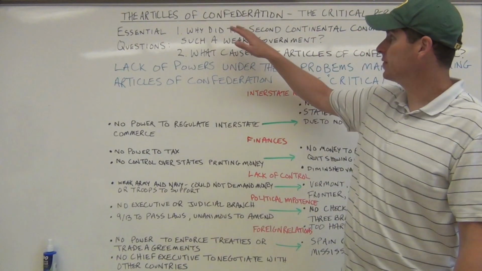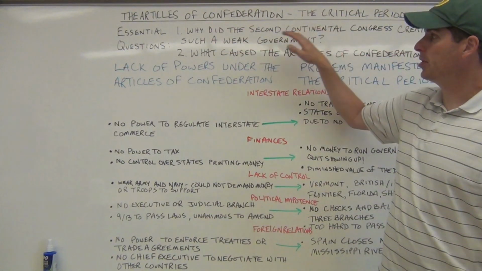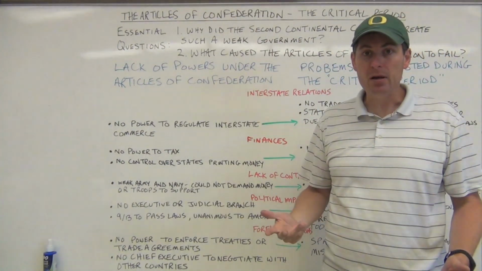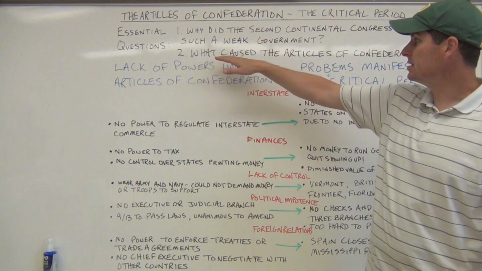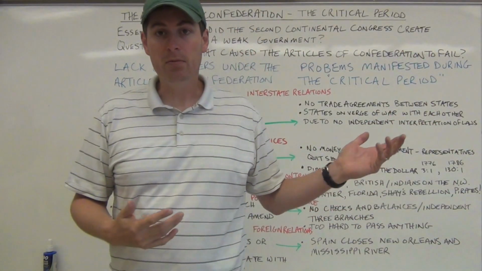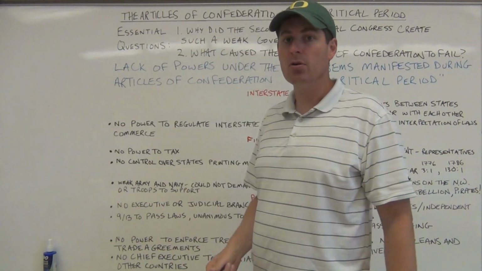Today we're going to be looking at the Articles of Confederation and why it did not succeed. Our essential questions for looking at the Articles of Confederation in the critical period are: why did the Second Continental Congress create such a weak government in the first place? And secondly, what caused the Articles of Confederation to fail? So we're going to take a look at these over the course of the next few minutes.